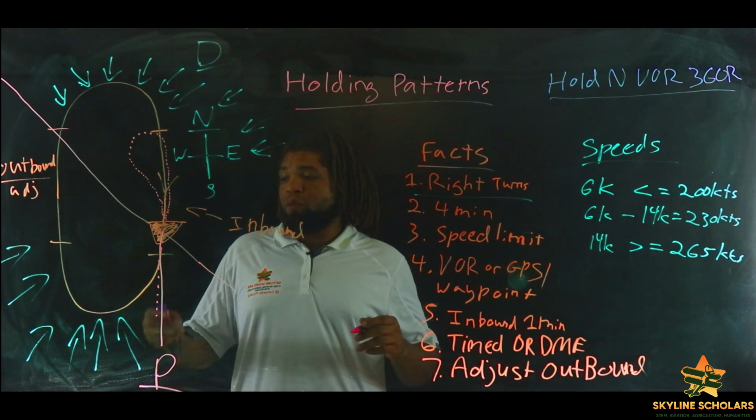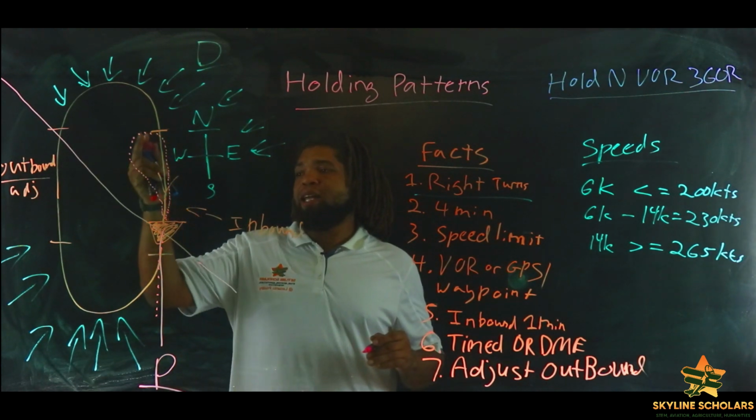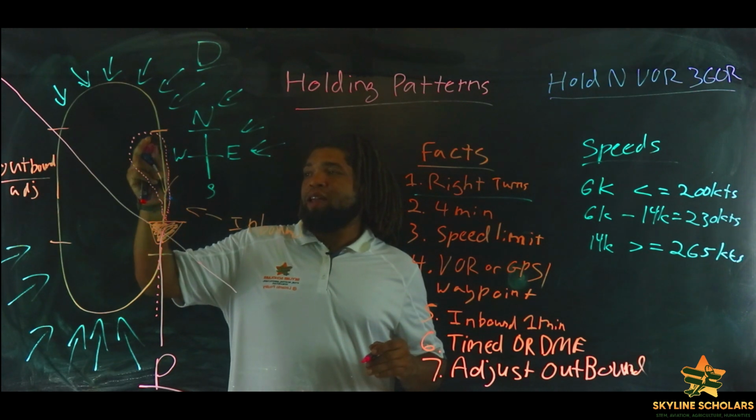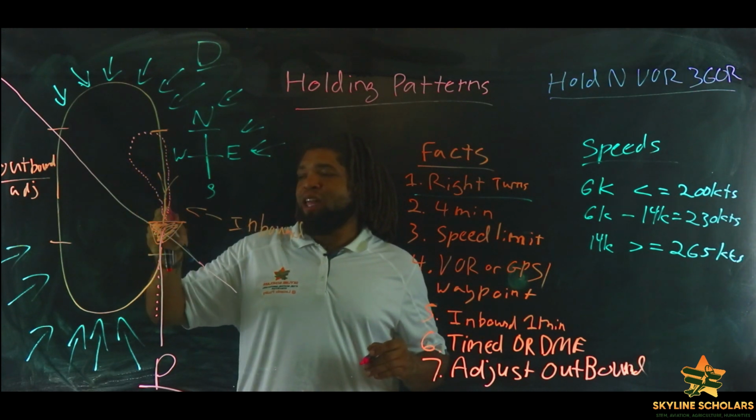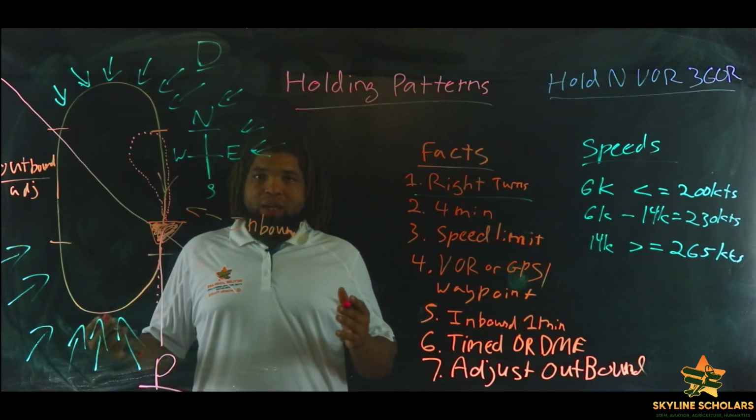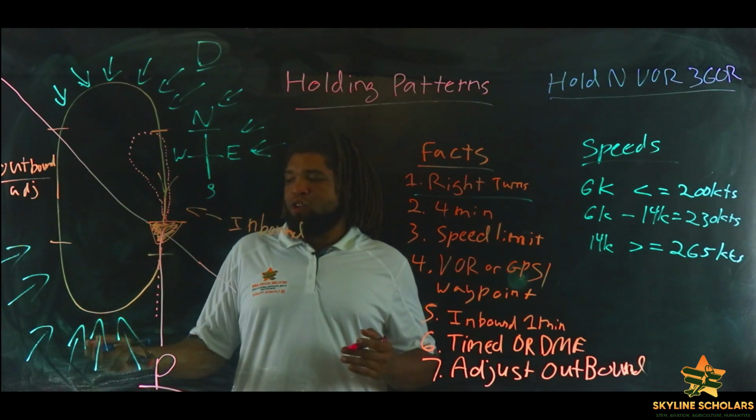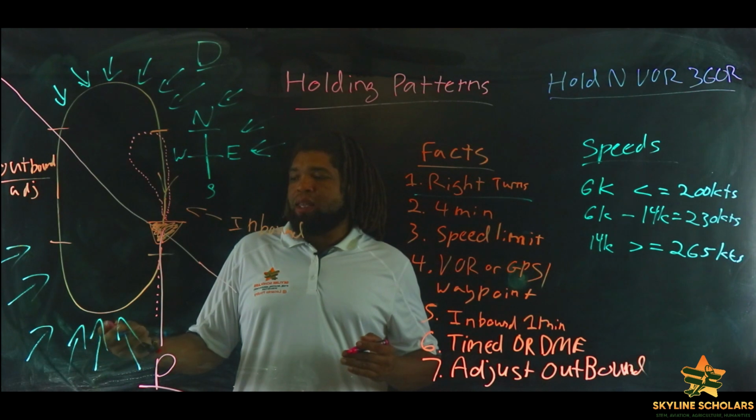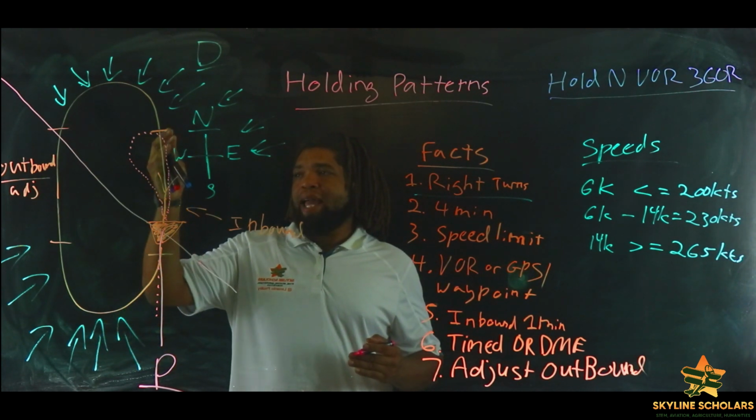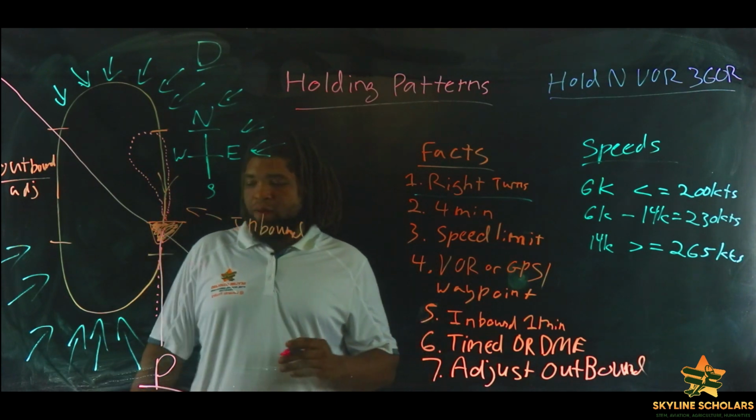Again, the reason for this is because we're going to parallel the inbound leg, just in the opposite direction, and then make a 180 turn and intercept the radial. Again, I think you can see why this would make sense, because you're coming from the other side, and the easiest way to come in would be just to fly over it, intercept the radial, and come back around.